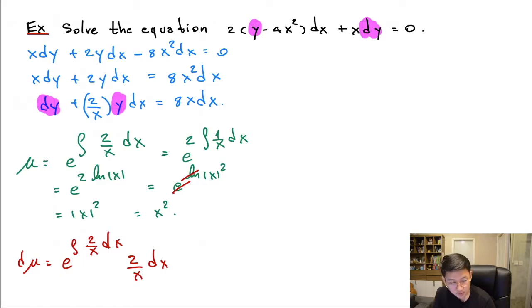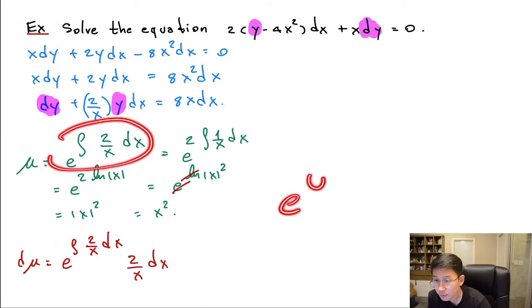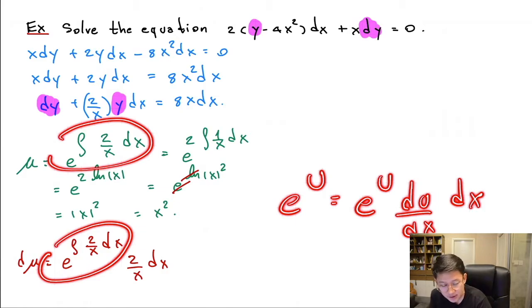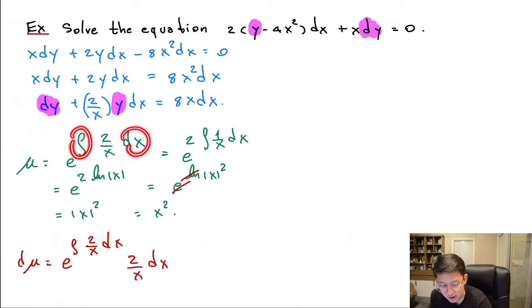And then if you differentiate e to the u, you get e to the u du by dx, and then you get dx here. So you have e to the u du by dx. You differentiate the integral, so the integral and the derivative cancel out, so you have 2 over x, and then you have dx.